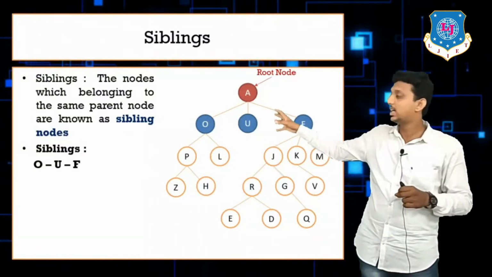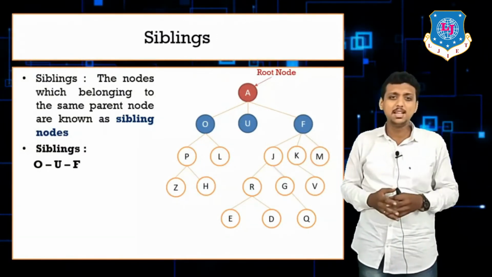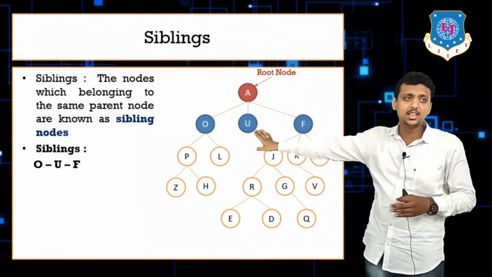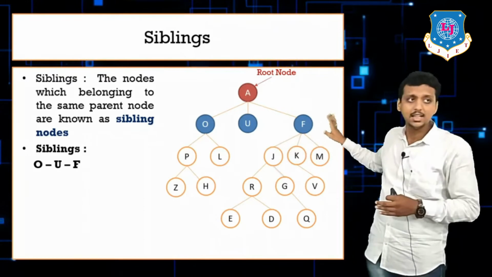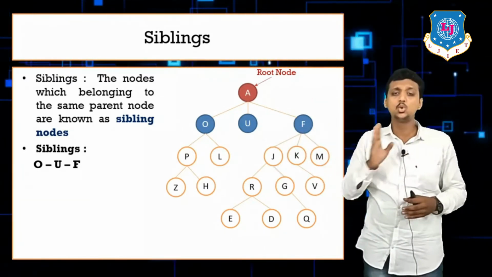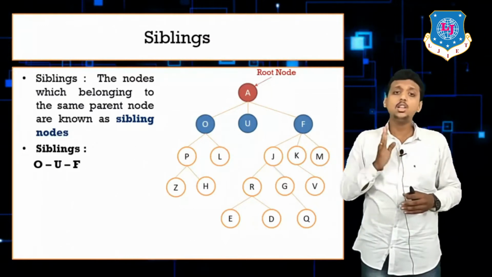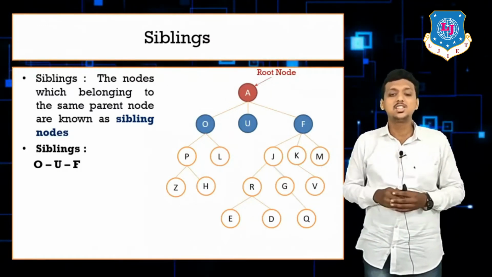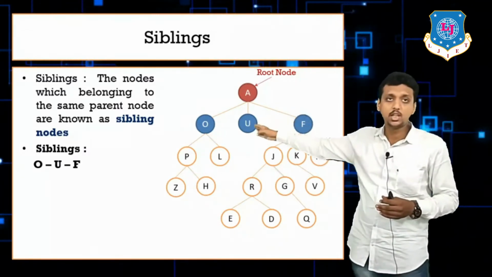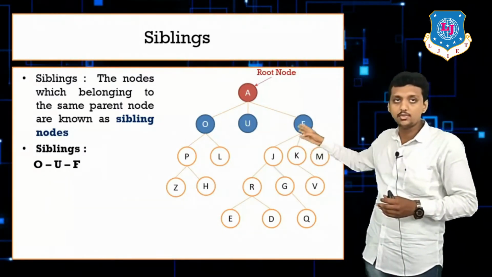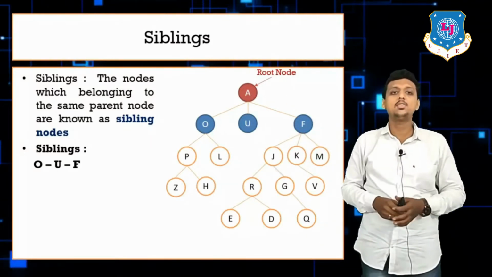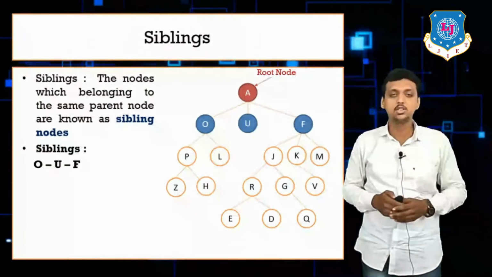So here, if you can say, sir, what we mean by siblings. The root node A contains three nodes, O, U and F. All three nodes, O, U and F, are known as child nodes of node A. Now, if we talk about O, U and F, all three nodes have the same parent, so O, U and F are known as siblings of each other.